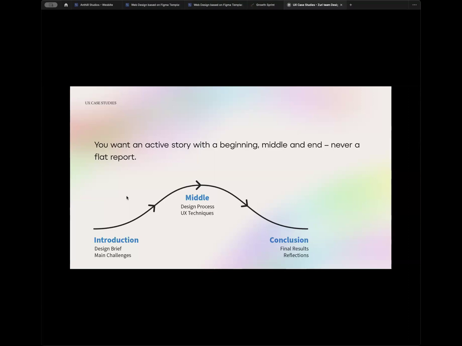That's exactly what we're saying here. Your case studies should have an introduction, then it should have a middle, and it should have an end.